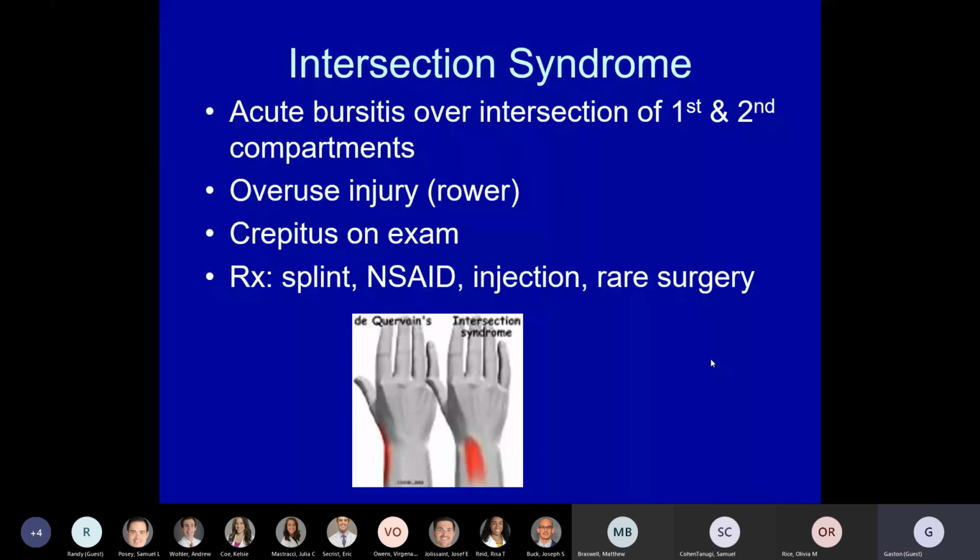Intersection syndrome. This is going to look like de Quervain's on the OITE, but it's going to be more proximal. It's going to be at the intersection of the first and second compartment. They very often will give you a rower on your exam. It's also been called rower's wrist. They'll give you audible or palpable crepitance. That's how you absolutely know it's intersection syndrome. Treatment, splint, anti-inflammatories, injection. Don't look for surgery unless it's a failed case.